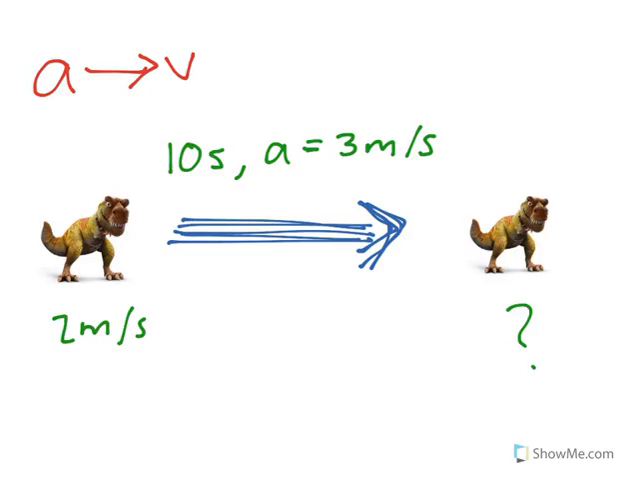How about one last problem? In this one, our T-Rex has an initial velocity of 2 meters per second. He then accelerates for 10 seconds at 3 meters per second squared. Can you find his final velocity?